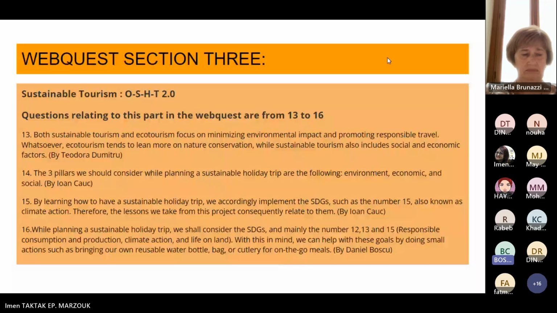15. By learning how to have a sustainable holiday trip, we accordingly implement the SDGs, such as number 15, also known as climate action. Therefore, the lessons we take from this project consequently relate to them. By Iwan Kauk. 16. While planning a sustainable holiday trip, we shall consider the SDGs, and mainly numbers 12, 13, and 15. Them being responsible consumption and production, climate action, and life on land. With this in mind, we can help with these goals by doing small actions such as bringing our own reusable water bottle, bag, or cutlery for on-the-go meals. By Daniel Bosco. On to the next slide, please.